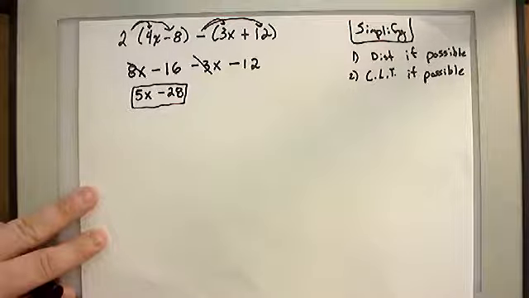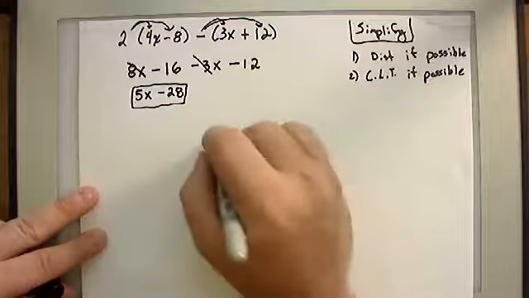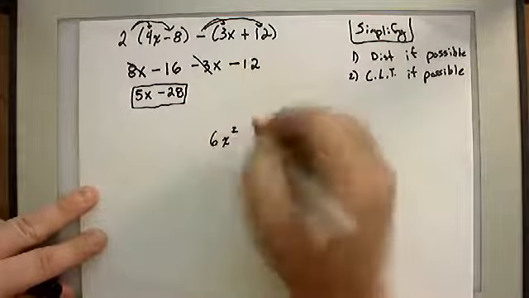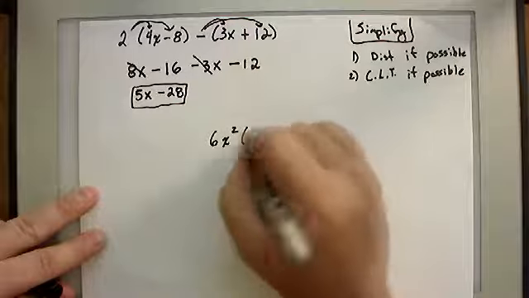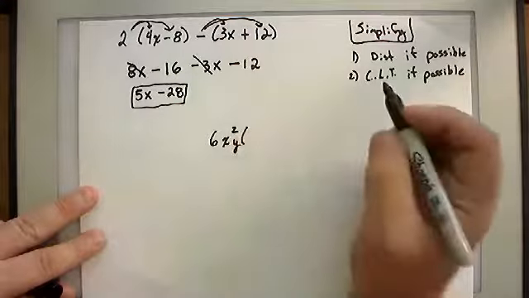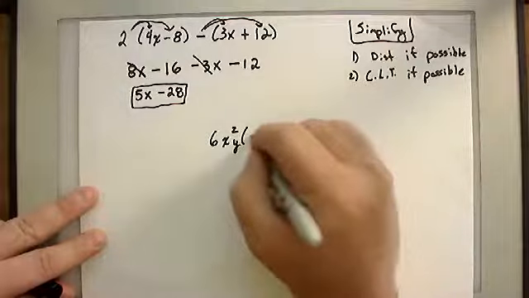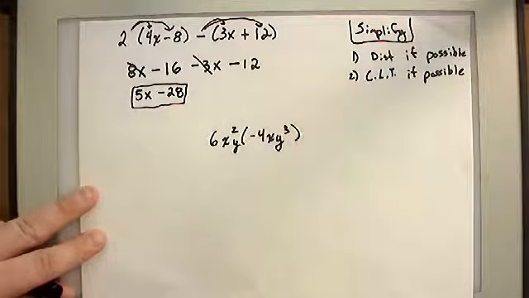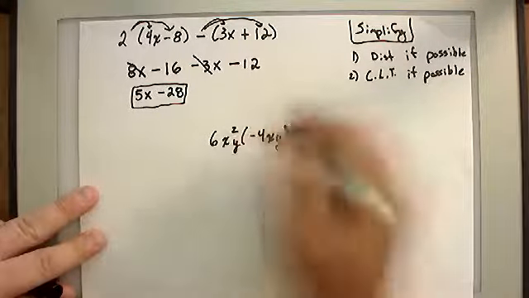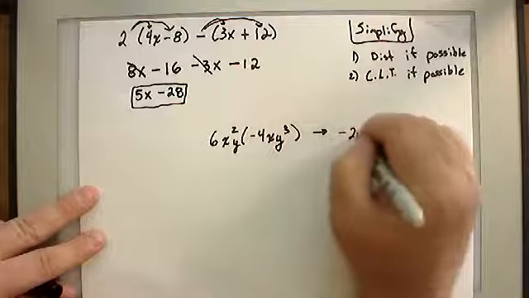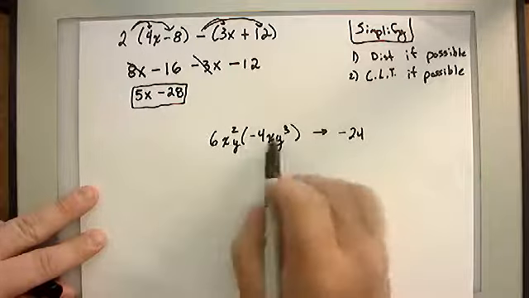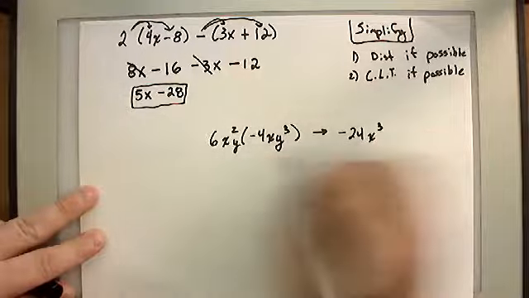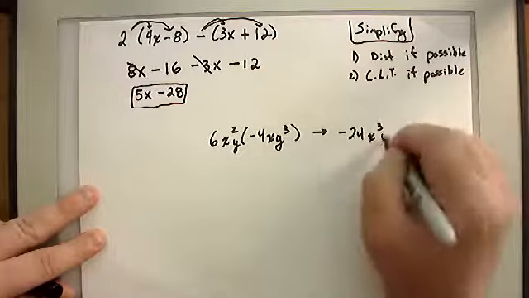Now, what about multiplying? Well, here's the good news. You already know how to do it. We've already done it. We just didn't call it that. Let's say I told you to take 6x squared y, let's jump this up a bit, 6x squared y times -4xy to the third. That should look familiar to you. That's product rule. 6 times -4, that's -24. 2 x's and 1 x, that's 3 x's. 1 y and 3 y's, that's 4 y's.